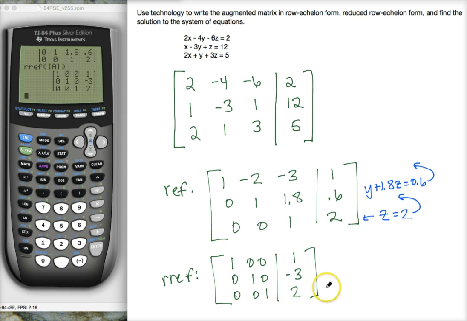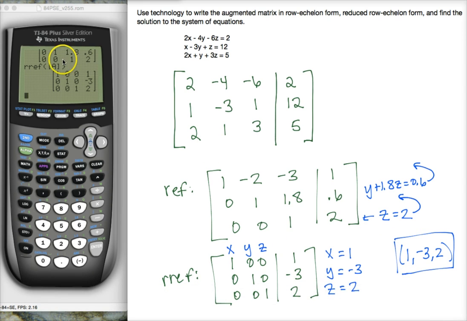So looking at this, this is telling us that z is equal to 2, y is equal to -3, and x is equal to 1, because remember your columns represent x, y, and z. So now we can write as an ordered triple 1, -3, and 2.